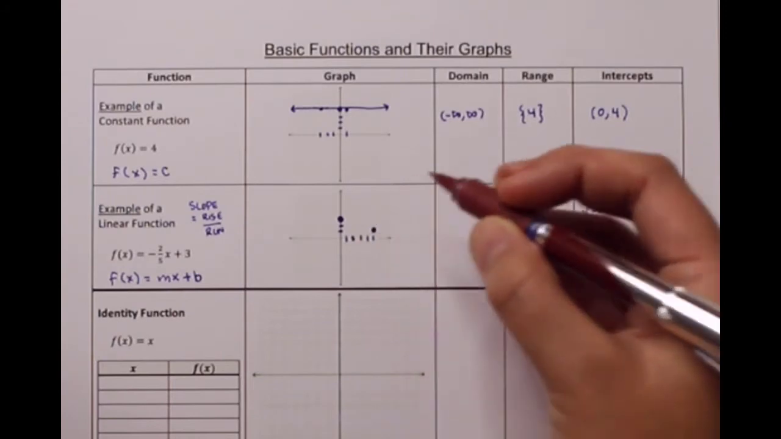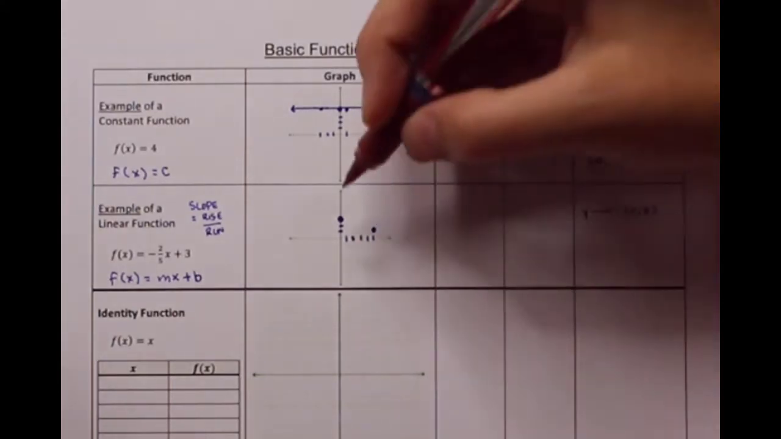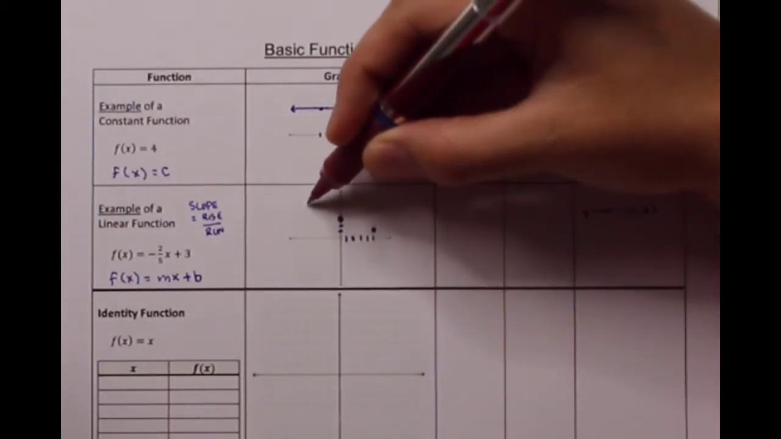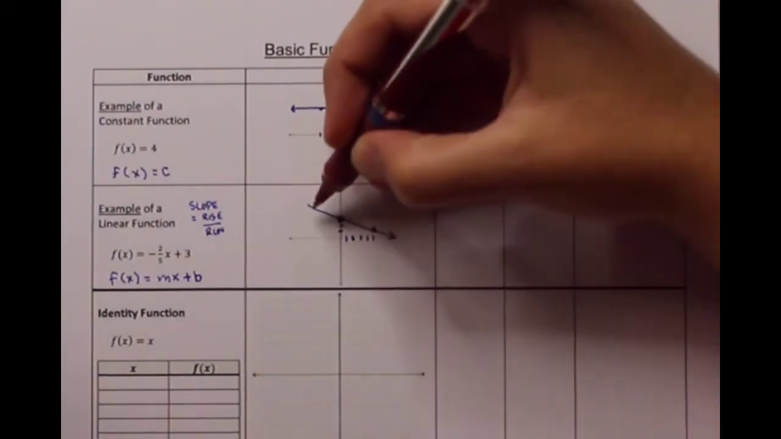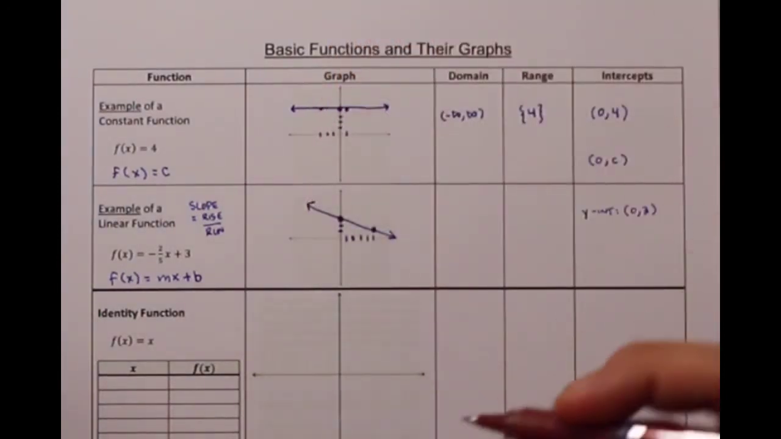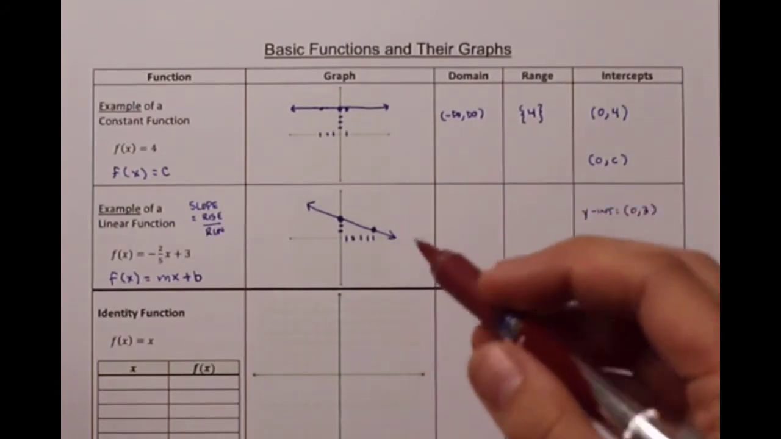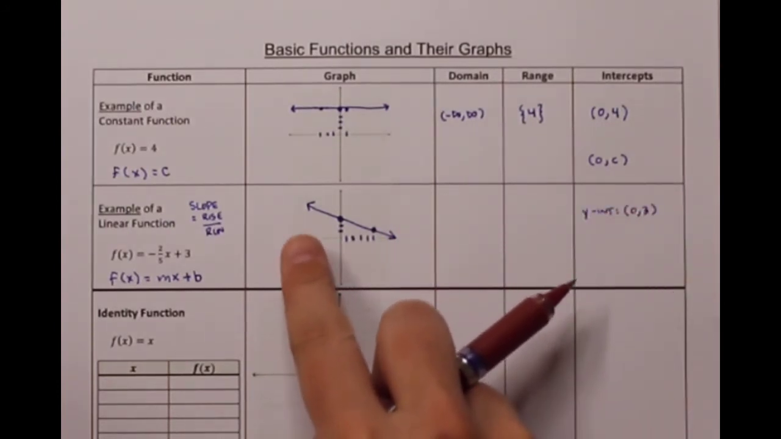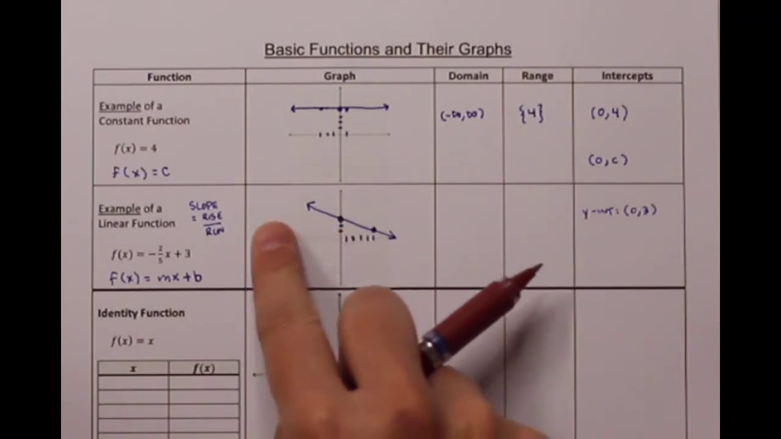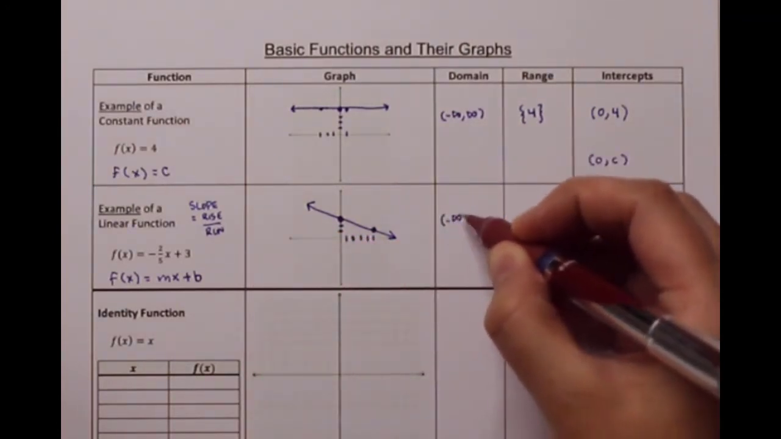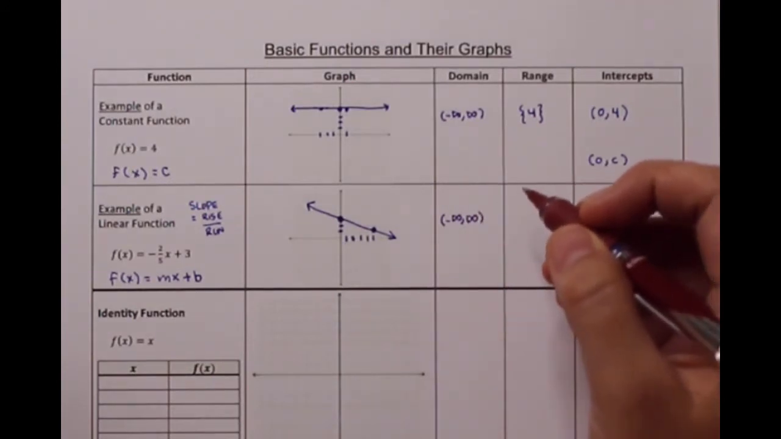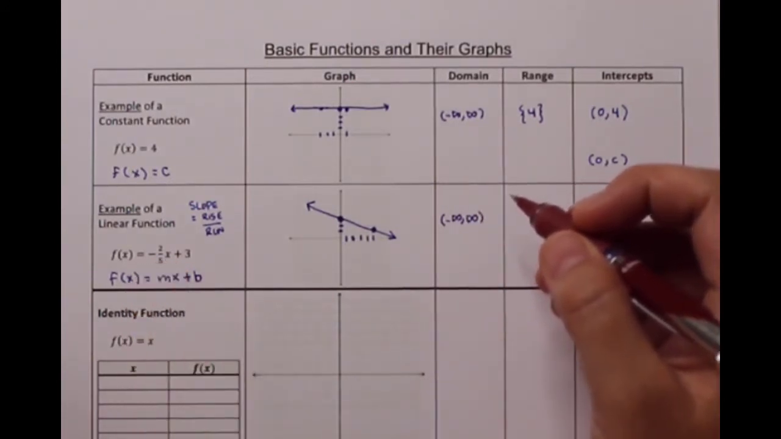Two points is perfectly enough to draw a line. So we draw a straight line through those points, and that is this linear function. The domain on any linear function, notice this graph would go all the way to the left and all the way to the right. So the domain is all real numbers, or from negative infinity until positive infinity. You can plug in any x value here.